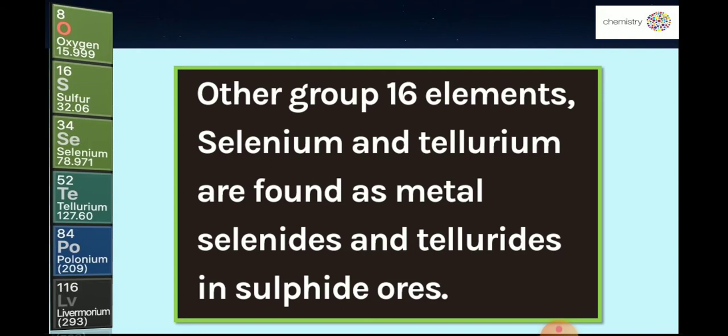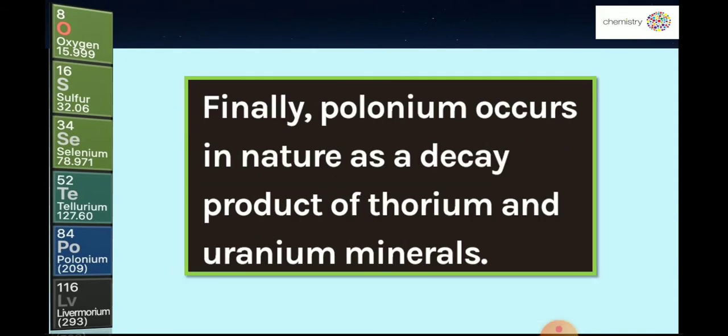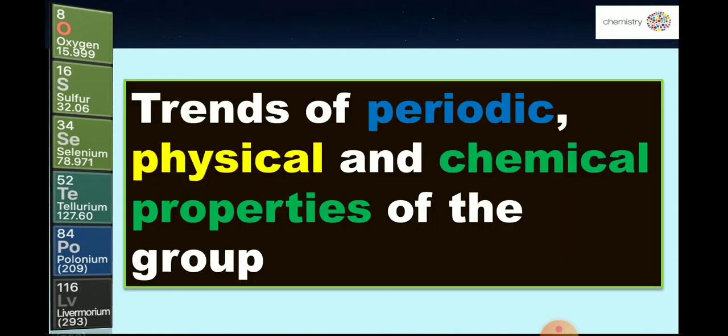Yes. Then the other elements of group number 16, selenium and tellurium, are found as metal selenites and metal tellurides. Selenite and telluride ores. And polonium is a radioactive element. Polonium occurs in nature as a decay product of thorium and uranium minerals. And the last one, livermorium, with the symbol Lv, is a recently discovered element. We don't have much data about the livermorium element.